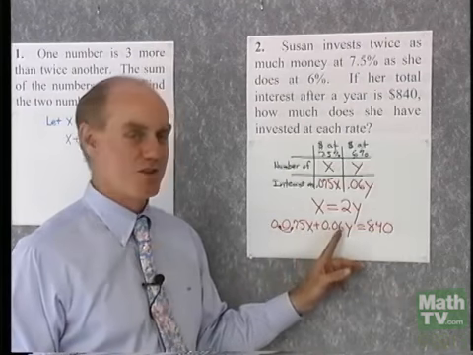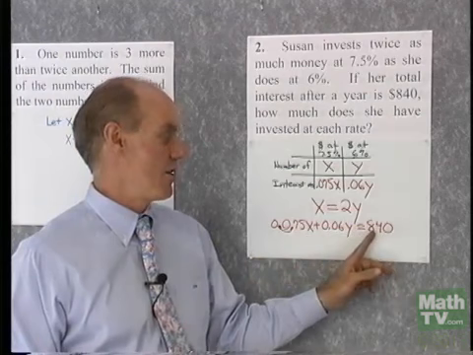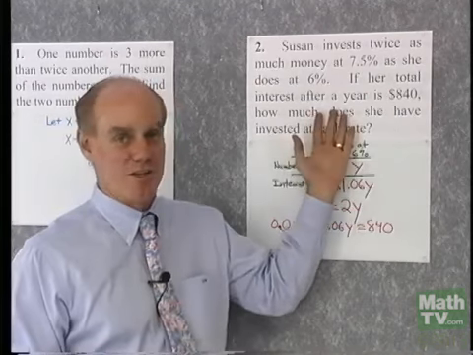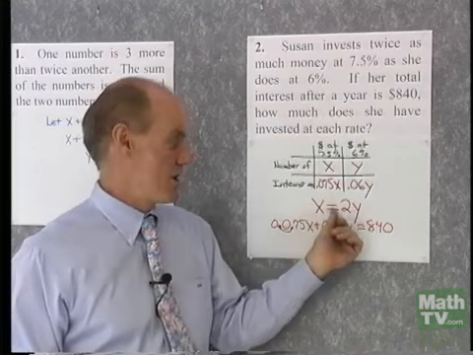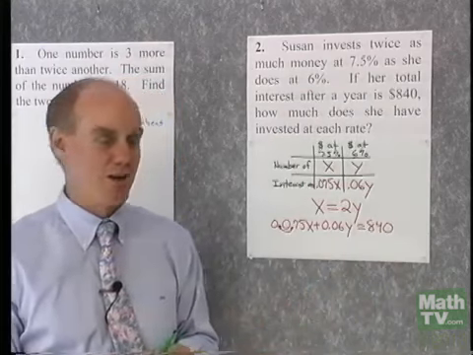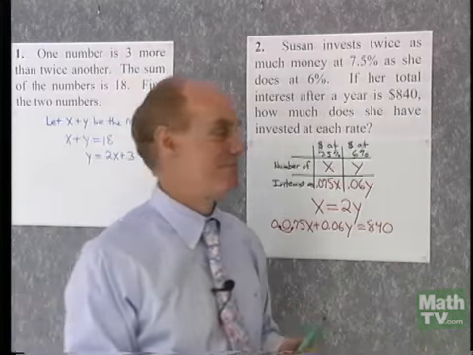It's 0.075x plus 0.06y is equal to 840. These two equations together describe the situation written in this problem right here. One of the equations has to do with the number of dollars, and the other equation has to do with the interest earned on the dollars. Let's go on to our next problem.